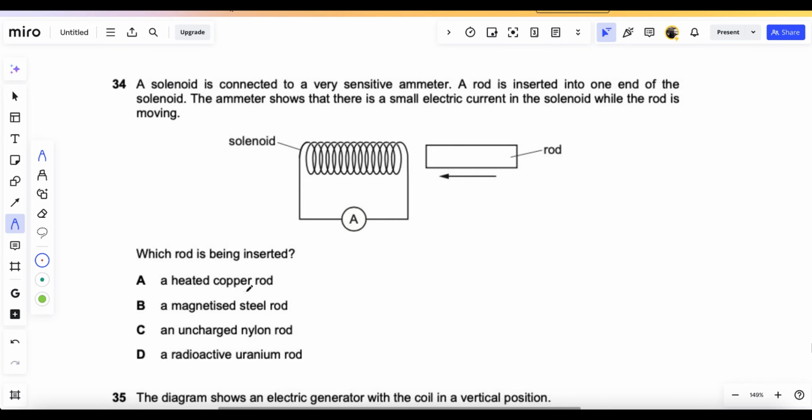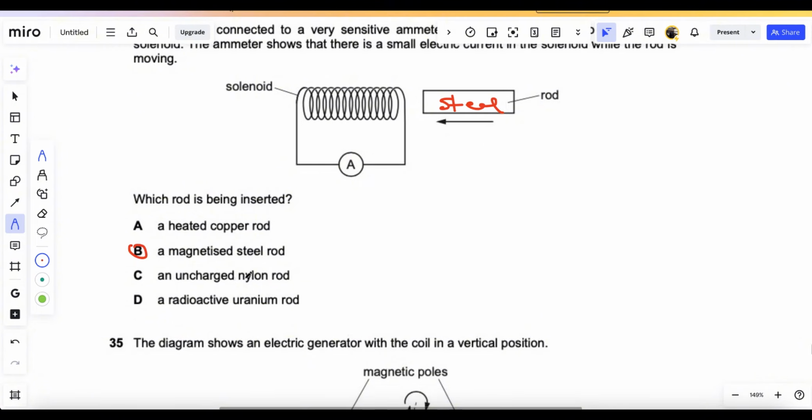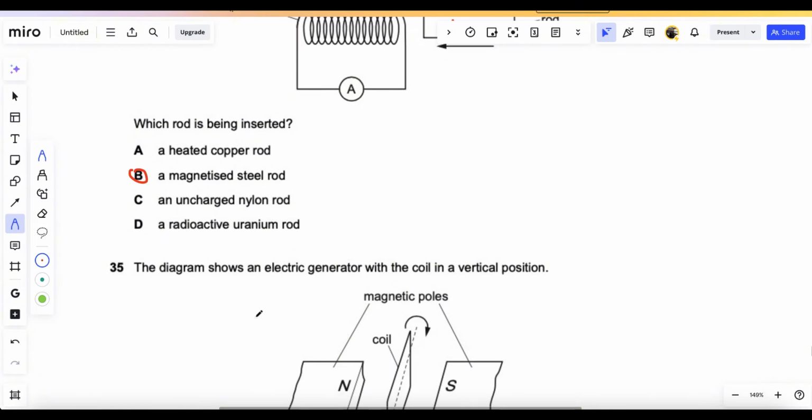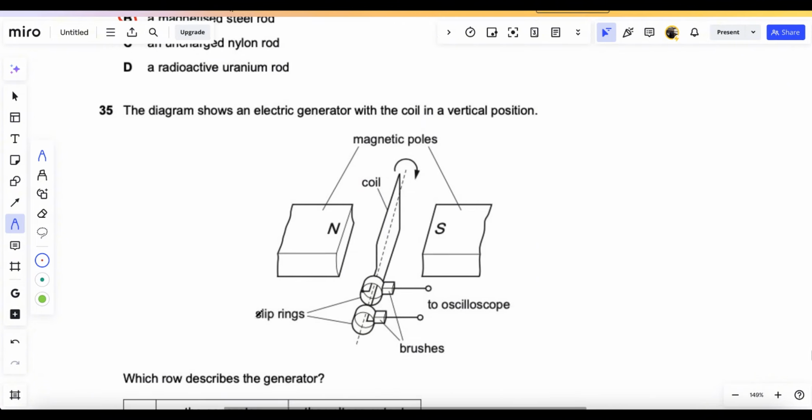A heated copper rod, no. A magnetized steel rod, yes. For a solenoid, we use a steel rod. If you are using an electromagnet, you use iron. But this one we use steel. Steel is able to retain magnetism, right? So we say a magnetized steel rod. So I think B is the answer. It's not a liner, it's not uranium. These are completely far from it. Okay, now let's go to question 35.